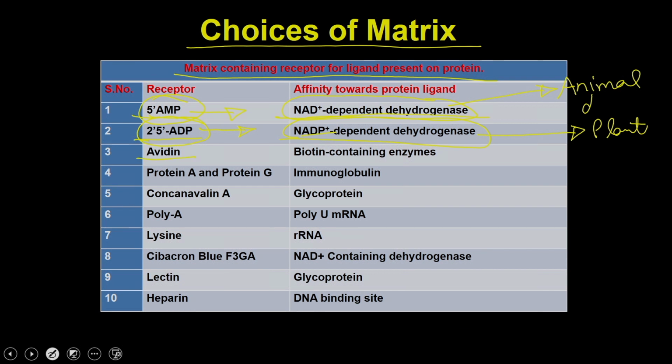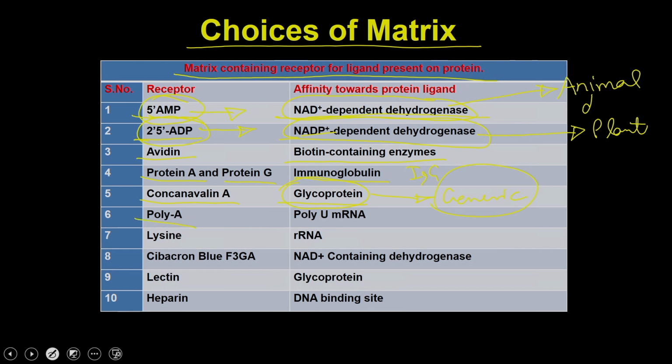Then we have avidin, which has affinity for the biotin containing enzymes. Then you have protein A or protein G, which has a very high affinity for the immunoglobulin or IgG. Then you have concanavalin A. Concanavalin A has affinity for glycoproteins, and this is also a generic affinity chromatography. It does not depend on the particular type of glycoprotein; it works against the glucose or glycose portion present on most proteins if they are glycoproteins.